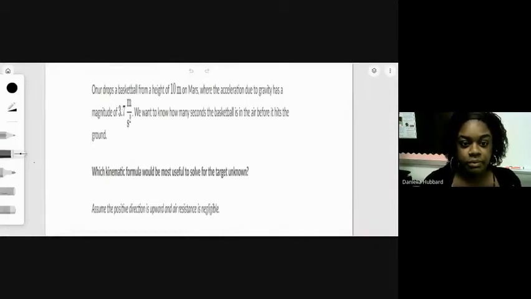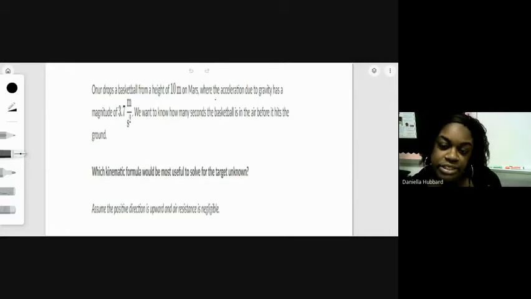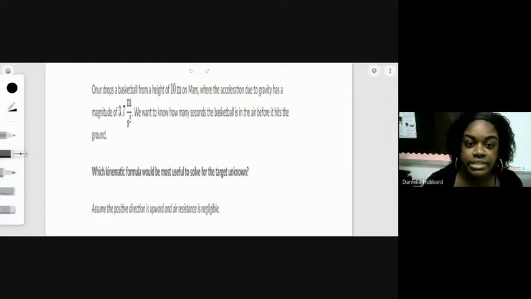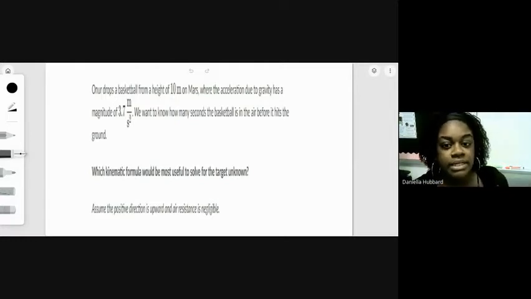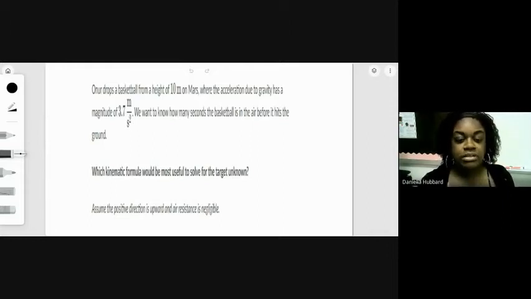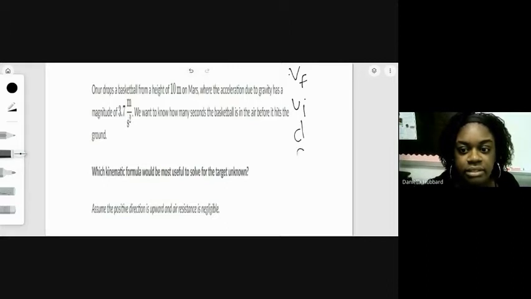Okay, first problem, we have Onur drops a basketball from a height of 10 meters on Mars, where the acceleration due to gravity has a magnitude of 3.7 meters per second squared. We want to know how many seconds the basketball is in the air before it hits the ground. So let's start off by writing our variables, the five that we have: VF, VI, D, A, T.